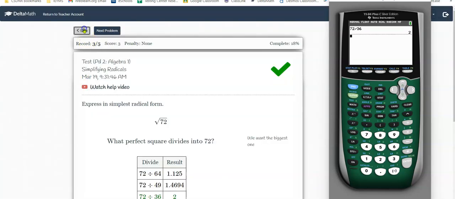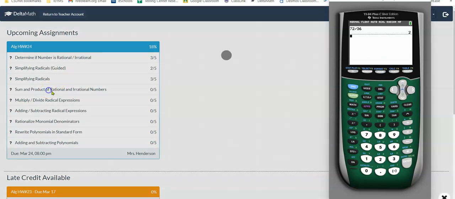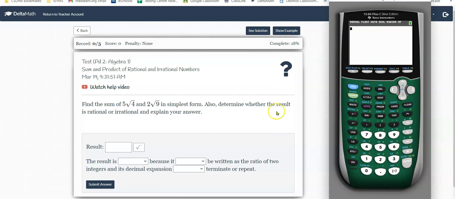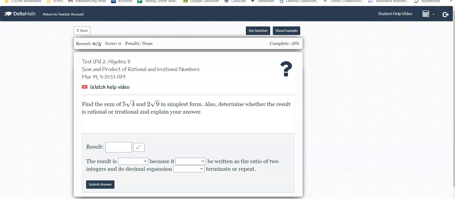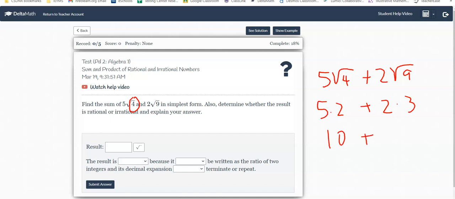Okay, let's go back and try the next topic here, which is sum and product of rational and irrational numbers. So let's take a look here. 5 square roots of 4 and 2 square roots of 9. You could certainly cheat and put in here 5 square roots of 4, and then a sum is plus 2 square roots of 9. You can certainly do this and check to see what you get. We get a whole number. But what we're really hoping for you to do is understand that the square root of 4 is a perfect square. So 5 square roots of 4 plus 2 square roots of 9 is 5 times 2 plus 2 times 3, or 10 plus 6, which is where that 16 came from.